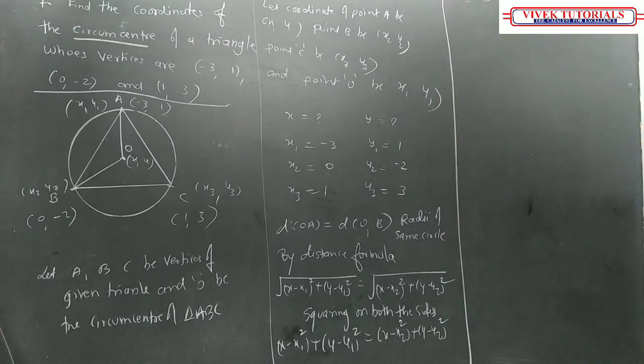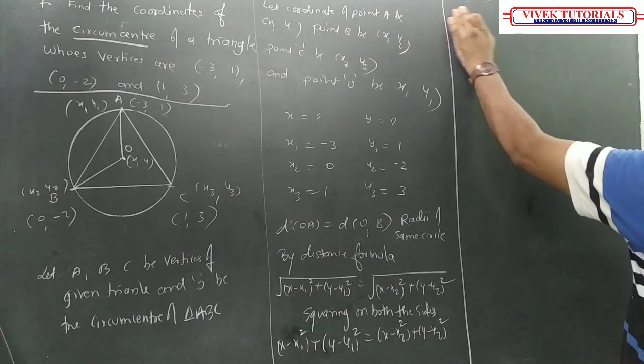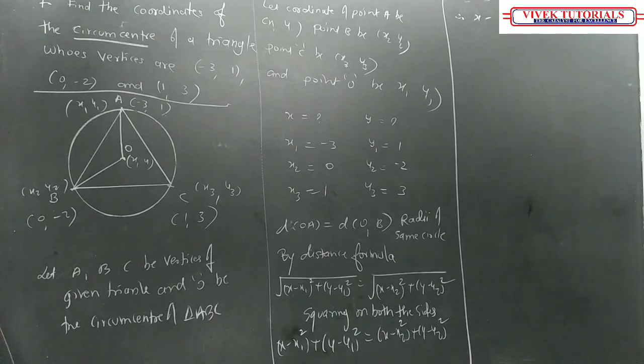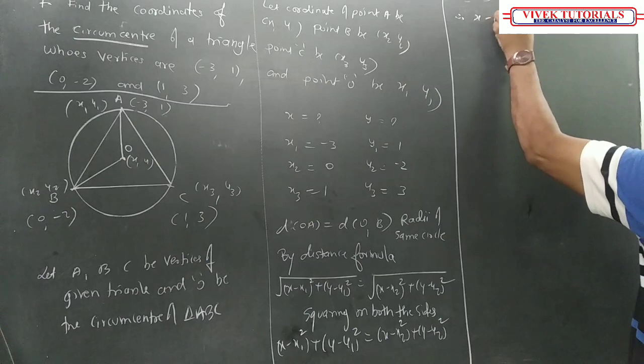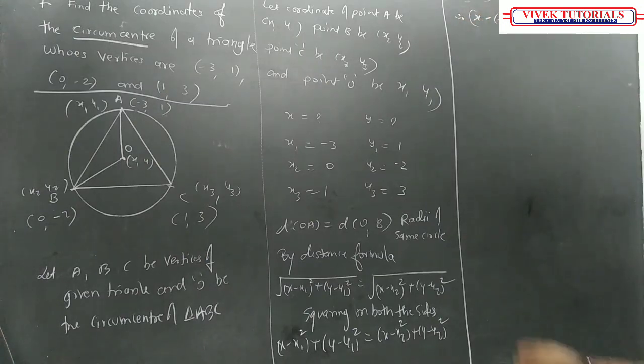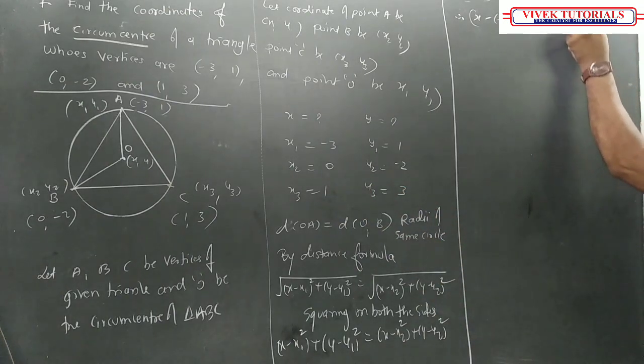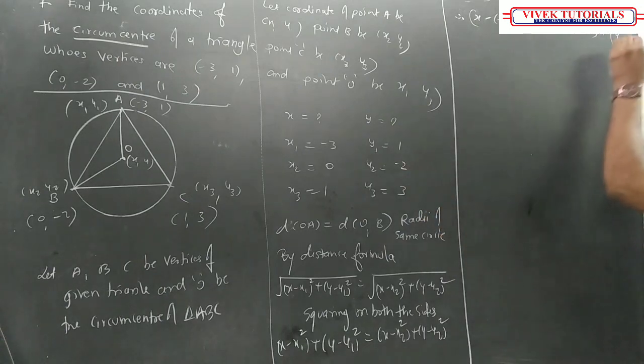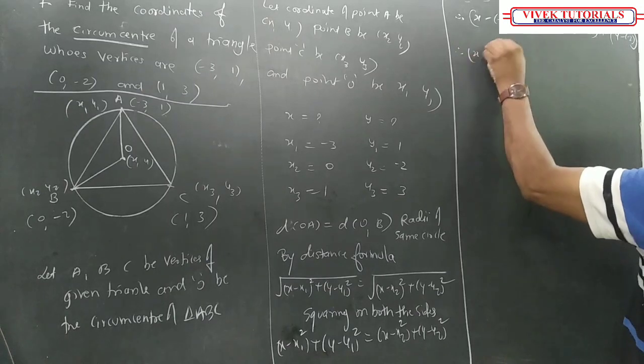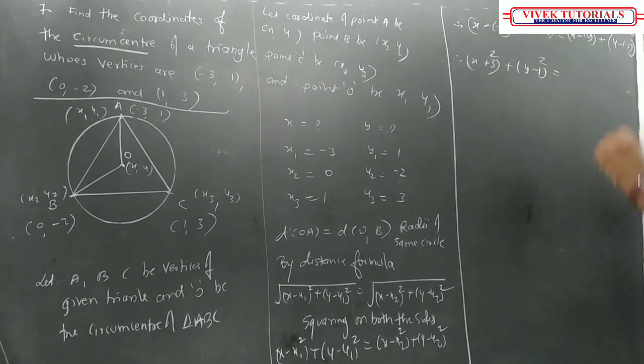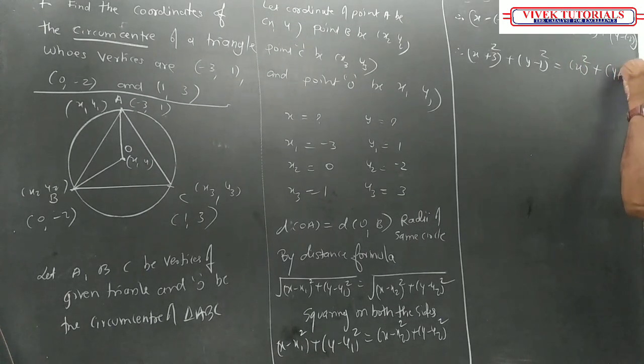Okay, so x, we don't know the value of x. Therefore x minus x1, x1 is actually minus 3, the whole square, plus y minus 1 the whole square, y1 is 1. Then here it will be x minus x2 will be 0, so x minus 0 the whole square plus y minus y2, y2 is minus 2, so y plus 2 the whole square. Okay, so what you are getting is, therefore, x plus 3 the whole square plus y minus 1 the whole square, in other bracket, x square plus y plus 2 the whole square.